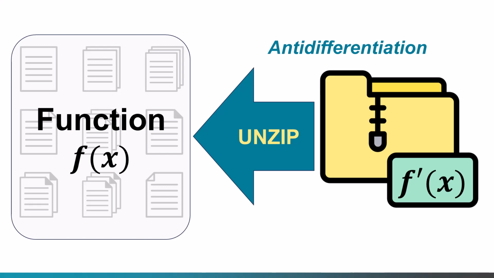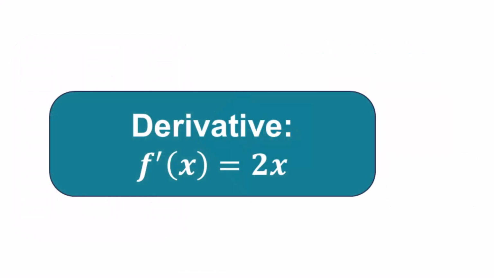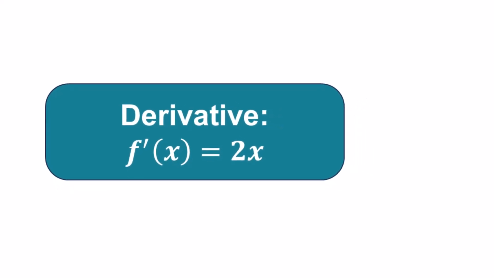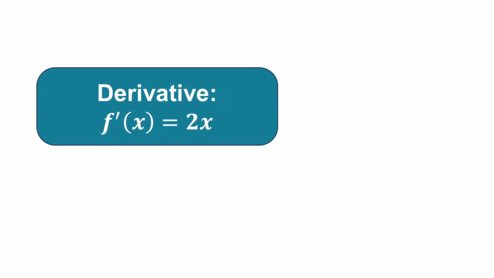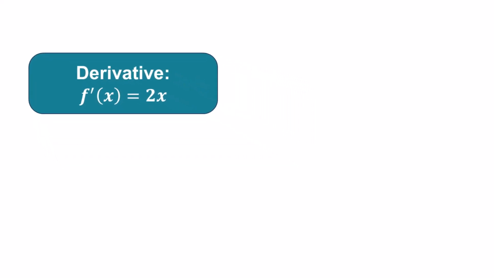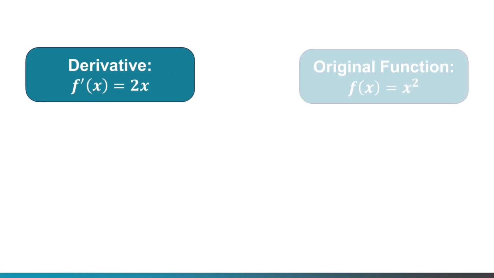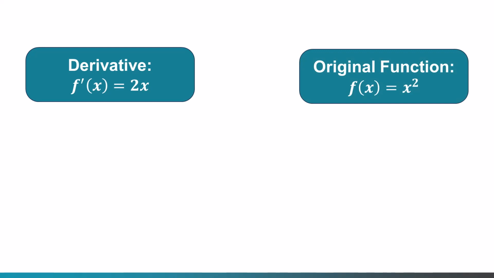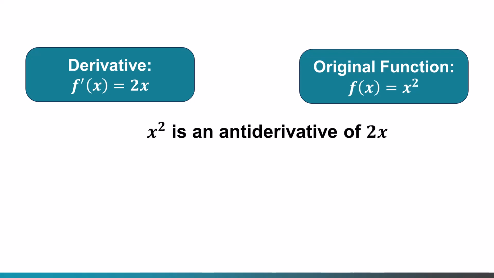Let's consider an easy example. Suppose that we know that the derivative of a function is f prime of x equals 2x, and we would like to know what the original function was. After giving it some thought, you can probably guess that the original function is f of x equals x squared. It's easy to check that the derivative of x squared is 2x. So, x squared is an antiderivative of the function 2x.